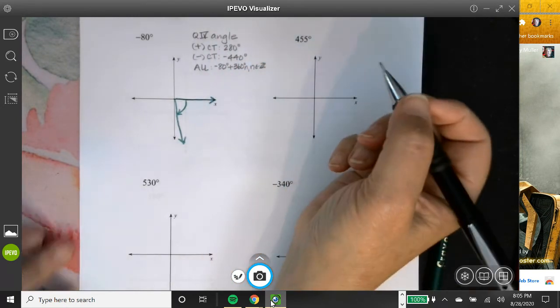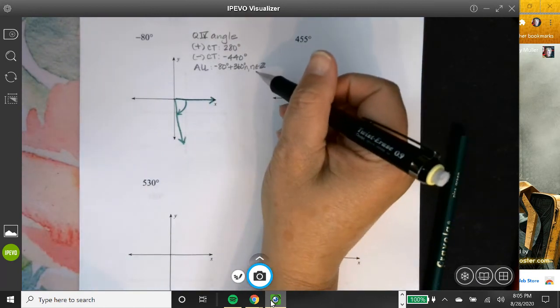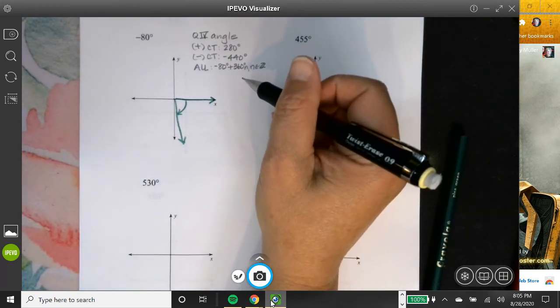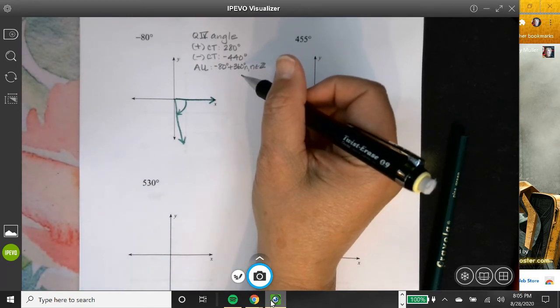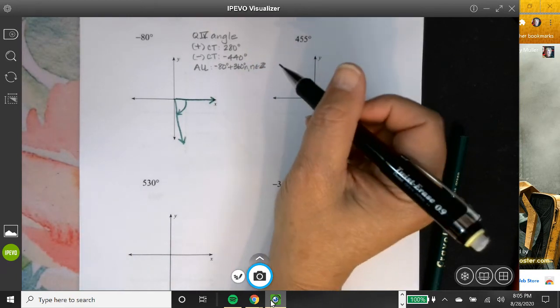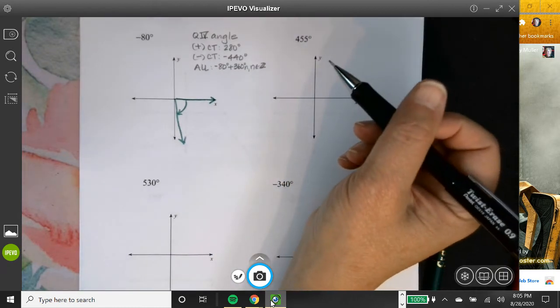Now, I've often had students ask me, do I have to write this every time? Well, yes, because when you're communicating mathematics, you need to tell people what you're defining n as when you use it. Okay? All right, good.